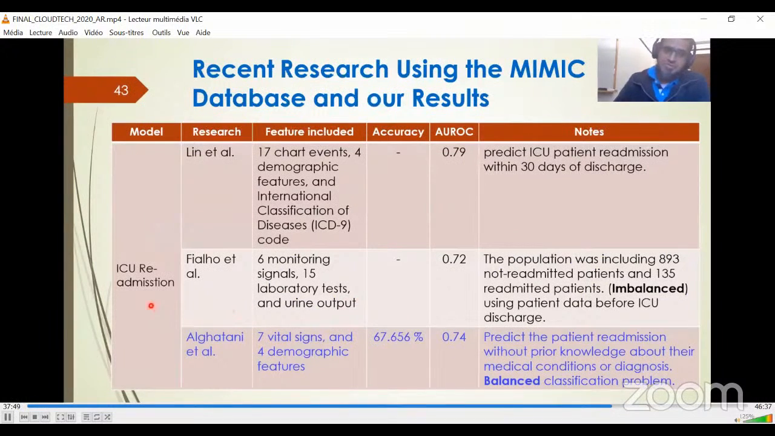The same also in the ICU readmission. They use many features, and also in this one they use diagnostic codes. In our case, I didn't use any medical condition information. I included only physiological and demographic features, and we get a good accuracy score compared with others. And they are using imbalanced classification.